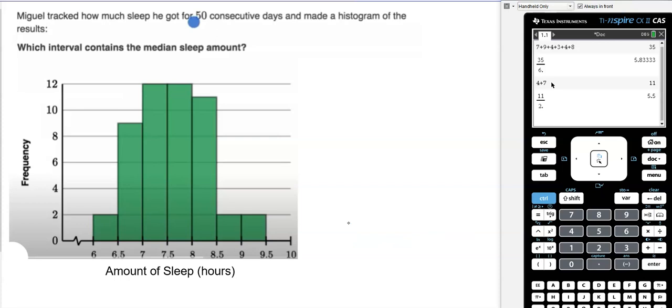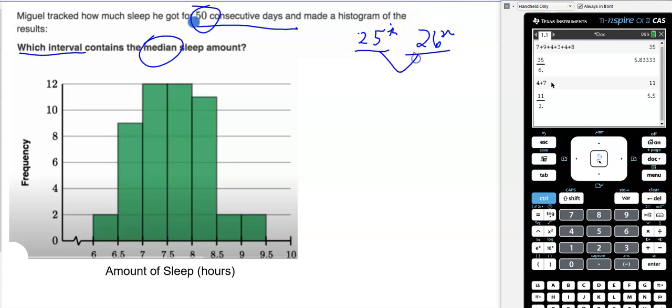Last question here. So if you've got 50 consecutive days of sleeping, you can see that Miguel slept longer, like 9.5 at the most or 6 at the least. So he gets kind of in between those two values. Which interval contains the median? So I need to find the median. Well, there's 50 days. Divide by 2 is 25. So I need the 25th and the 26th. I need to average those two to find the median, right?